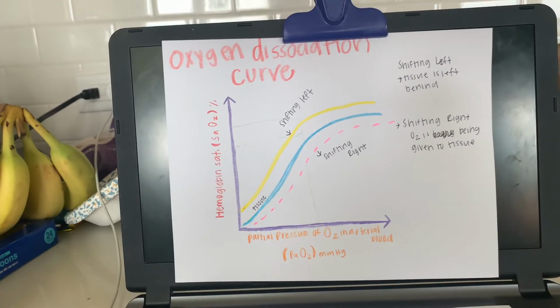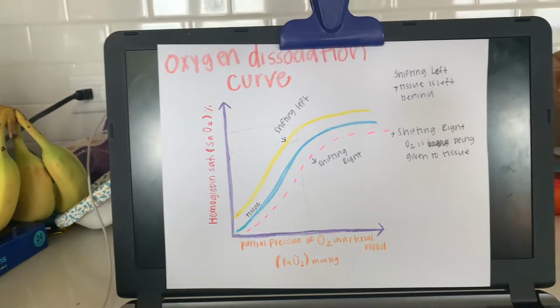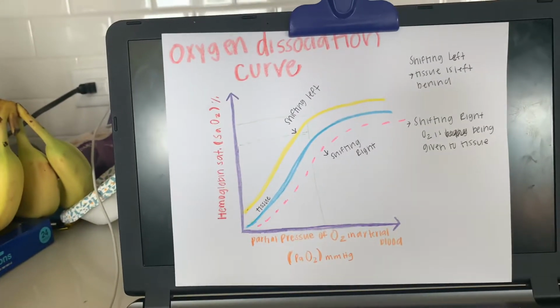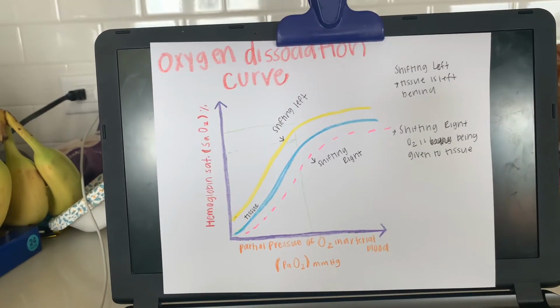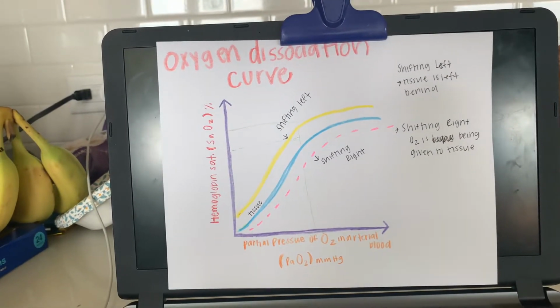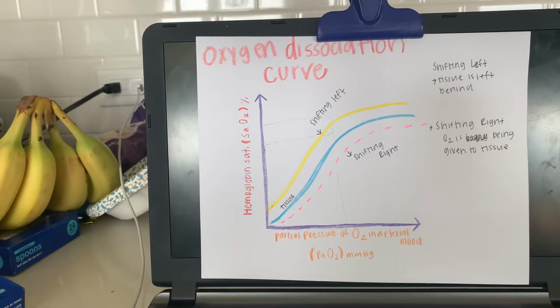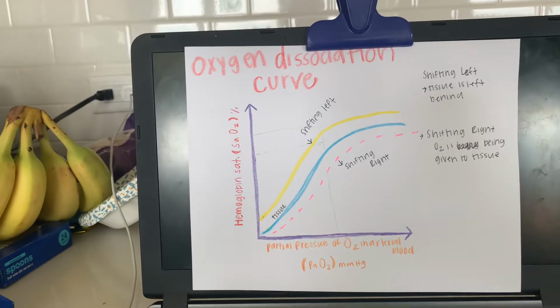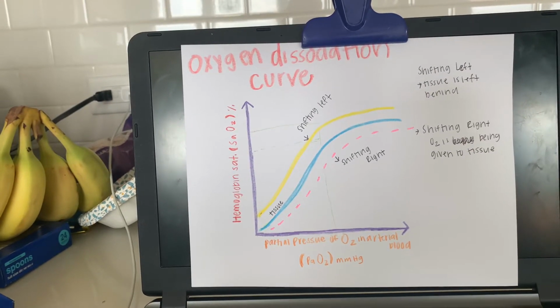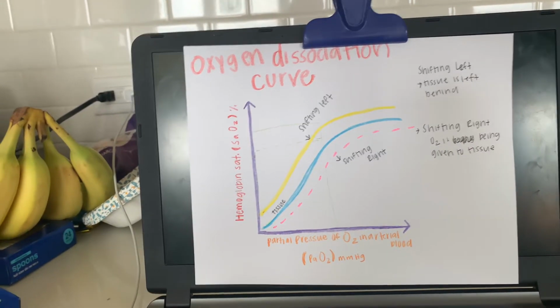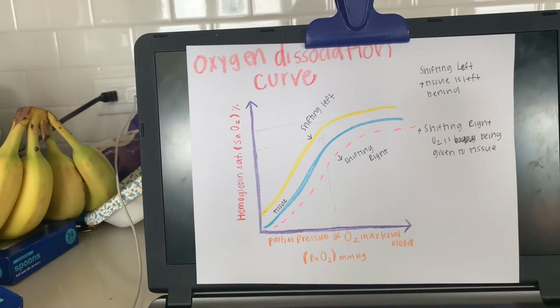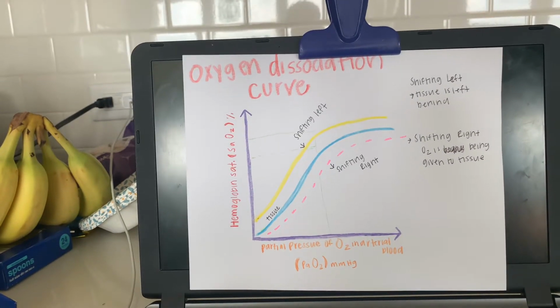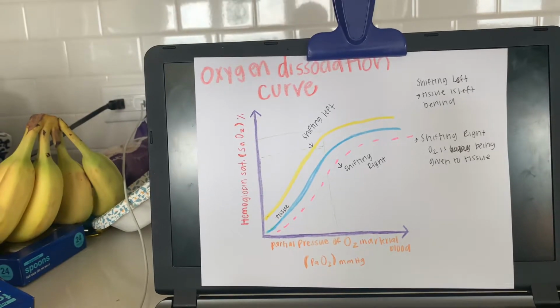And then when you shift to the left, up here, you increase the y-axis, the SaO2, which means there is oxygen on the hemoglobin. Oxygen must be away from the tissue. Shifting to the left decreases the release of oxygen from the hemoglobin to the tissue.